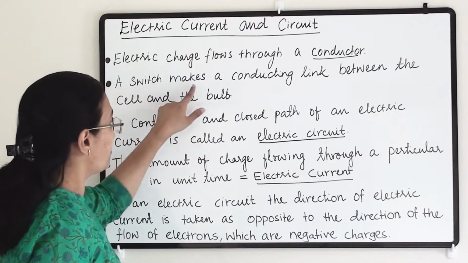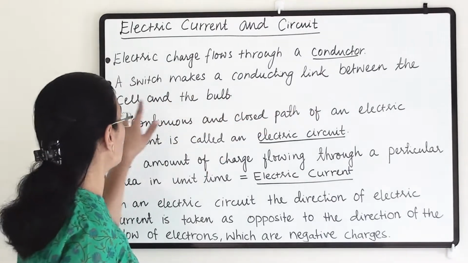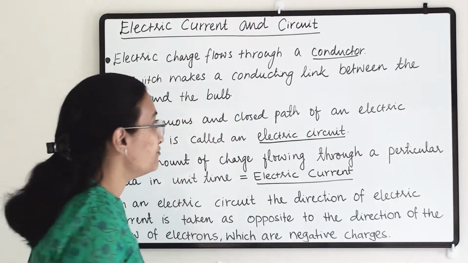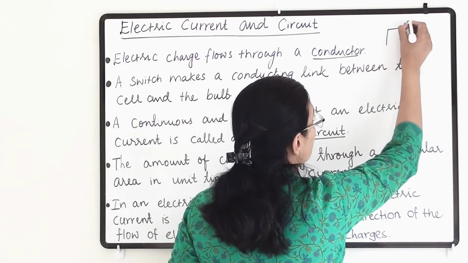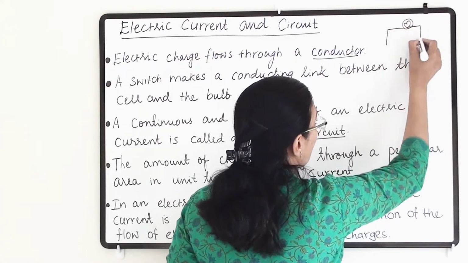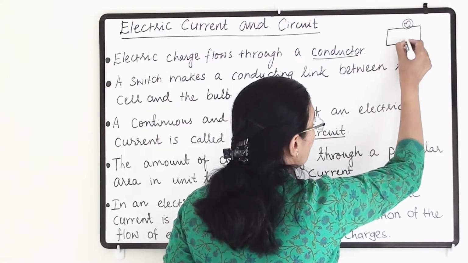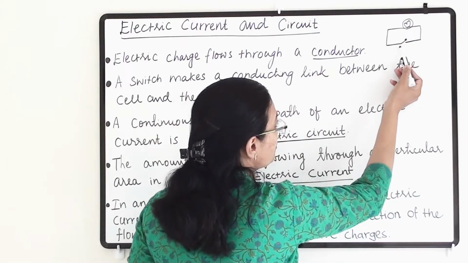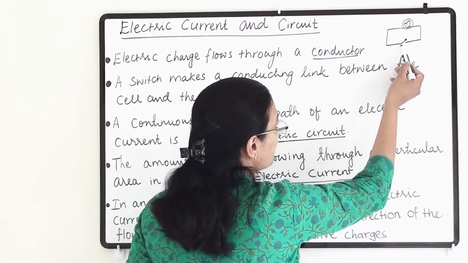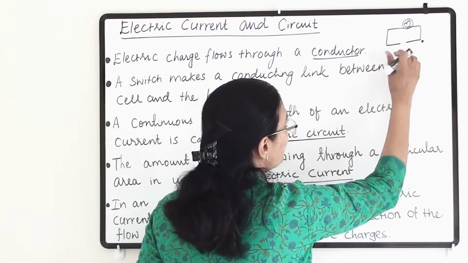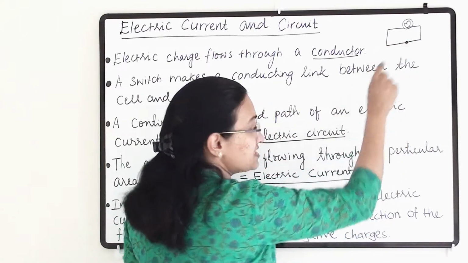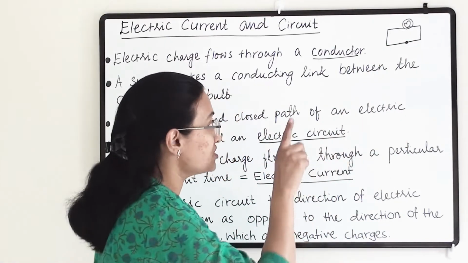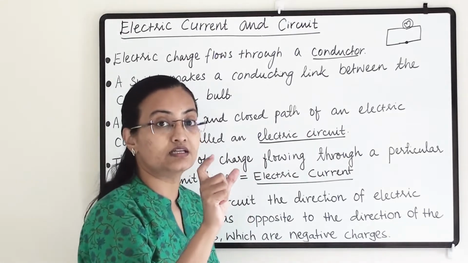A switch makes a conducting link between the cell and the bulb. If we see the circuit, here there is a bulb, and at the bottom I have made this switch. So the switch is a conducting link. When the switch is closed, it will be something like this. So this makes a complete circuit. When the switch is open, then that circuit is not complete.